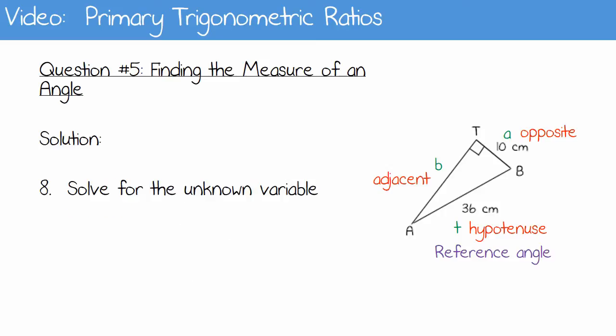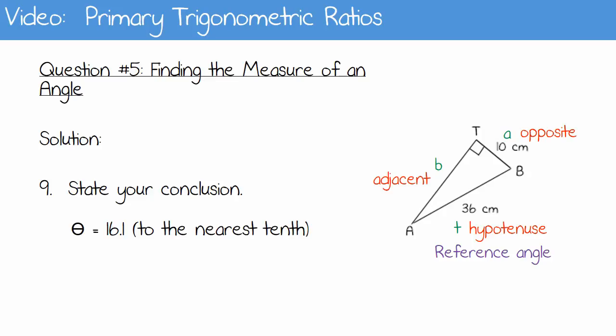Now, using your calculator, solve for the unknown variable. On your calculator, press Shift, Sine, or second function sine, so you get sine to the power of -1, and then inside brackets enter 10 divided by 36. So theta equals 16.1276. State your conclusion. Theta is equal to 16.1 rounded to the nearest tenth.